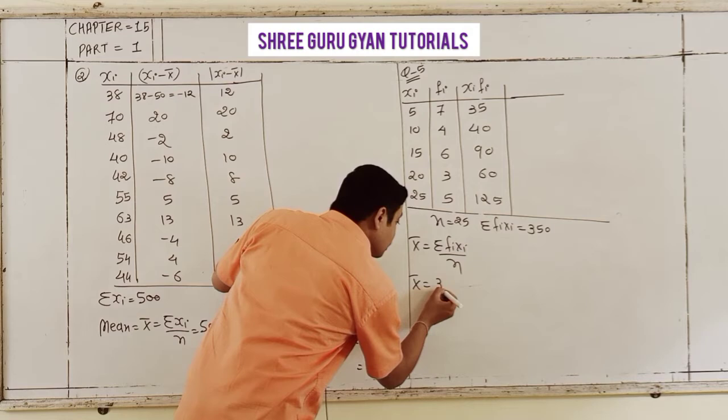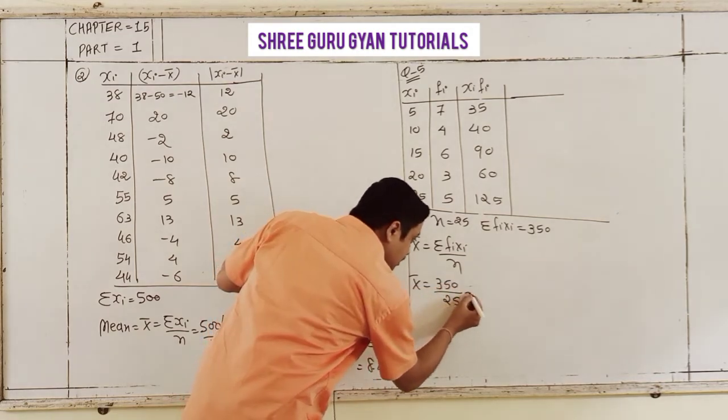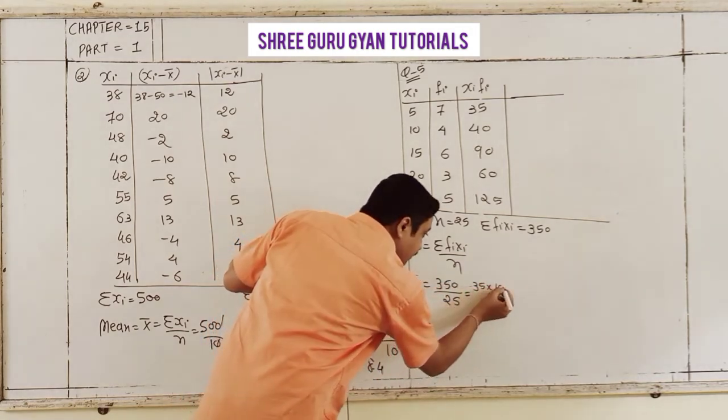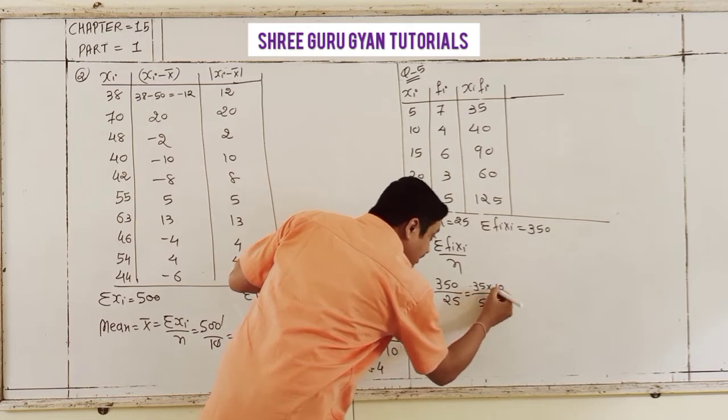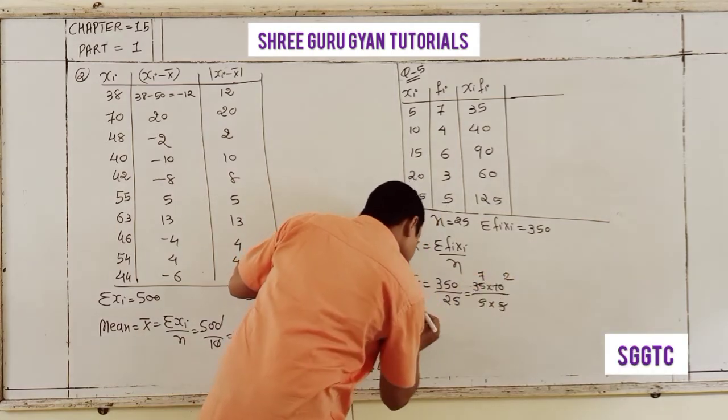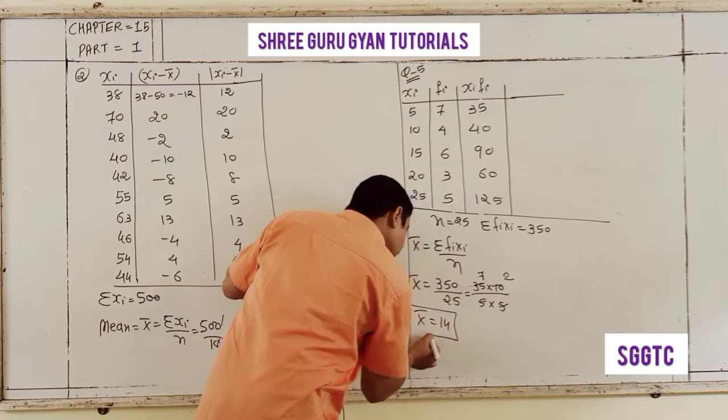350 divided by 25 gives our mean. Mean is 350 by 25. So it is 35 10s are, and here 5 5s are, 5 2s are, 5 7s are. So my mean is 14 only.